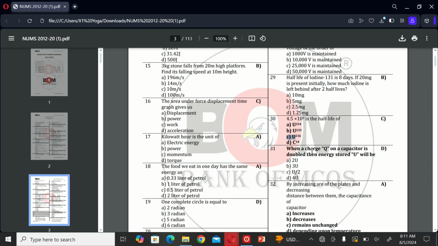The next MCQ is: when the charge on a capacitor is doubled, then the energy stored U will be A 2U, B 3U, C U power 2, and D 4U. So the correct option is D, 4U.